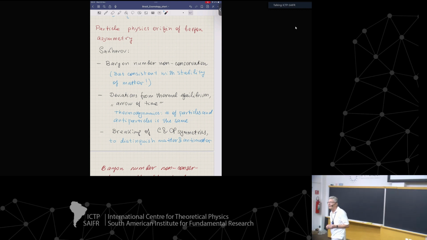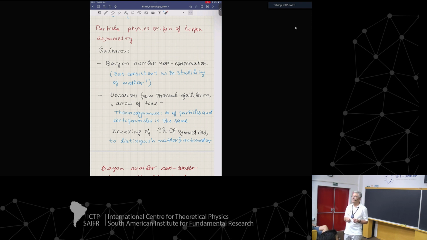You wrote that deviations from thermal equilibrium provide you an arrow of time. But CP violation also means T violation if you assume CPT. So this also provides you an arrow of time at the level of single bodies. So isn't CP violation enough?